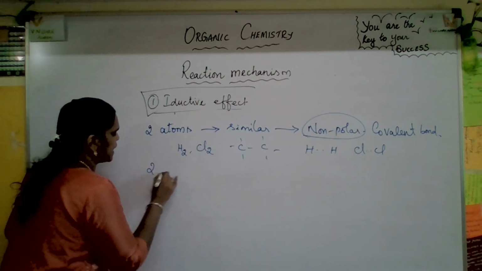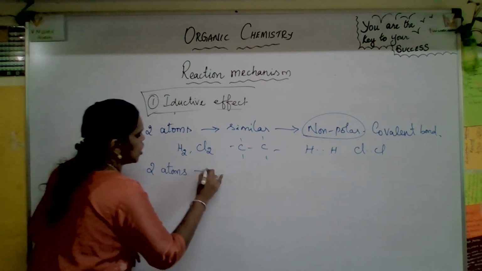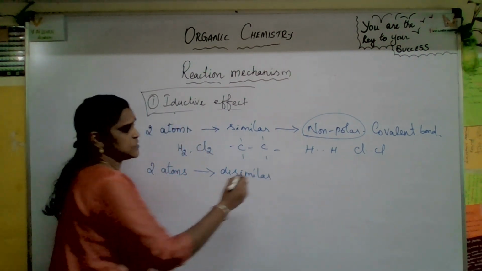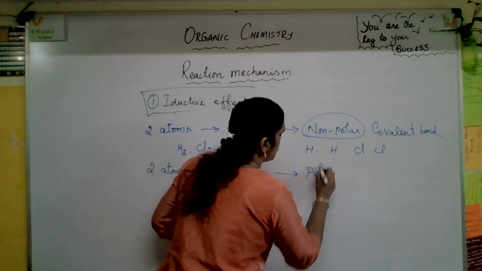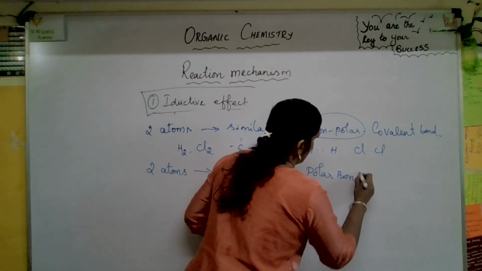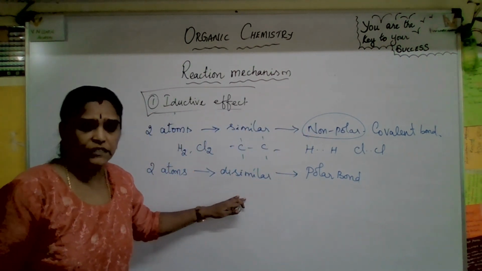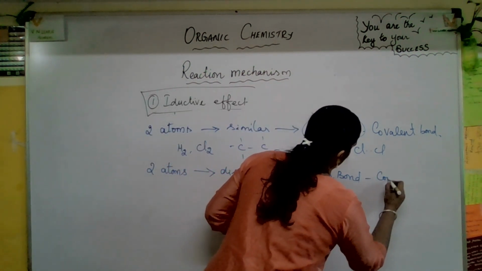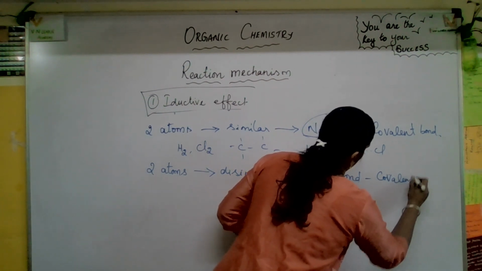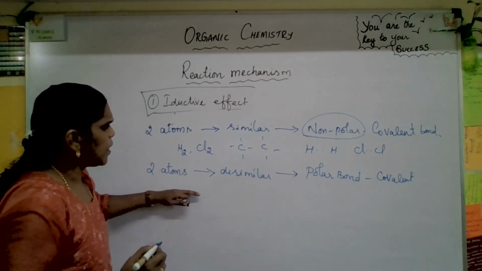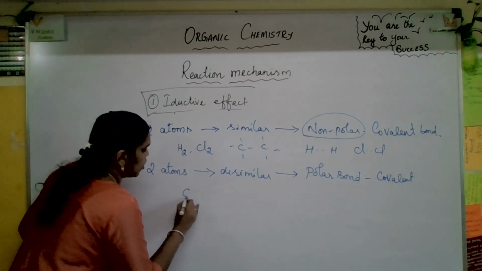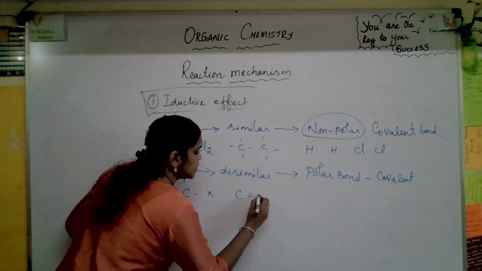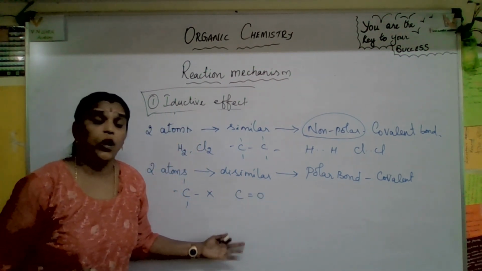Now the two atoms are dissimilar. That means different atoms. So what happened here? Polar bond. See, even in chemical bonding you will learn the same way. So a polar covalent bond. Give an example. Here carbon is connected with halogens. Here carbon is connected with oxygen. So these are all polar bonds.